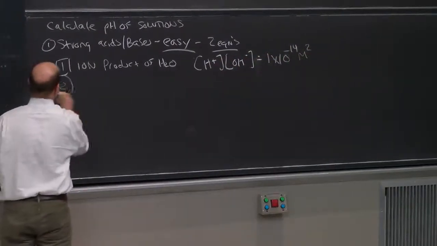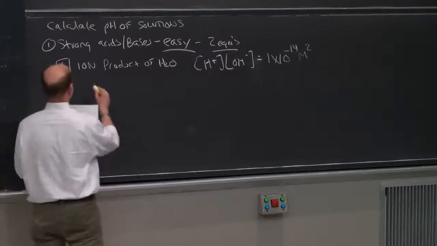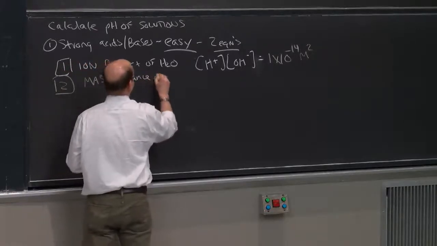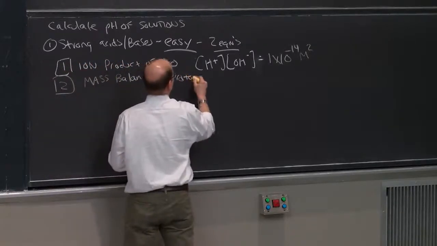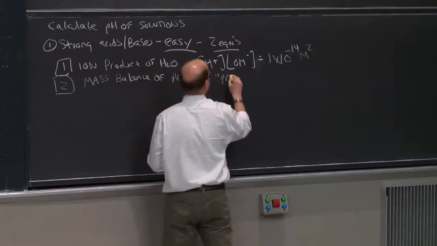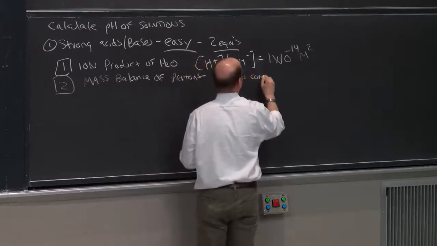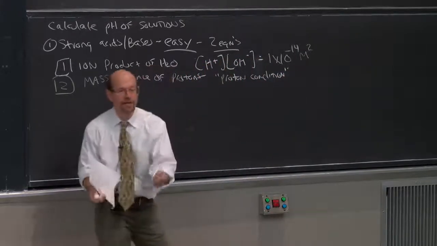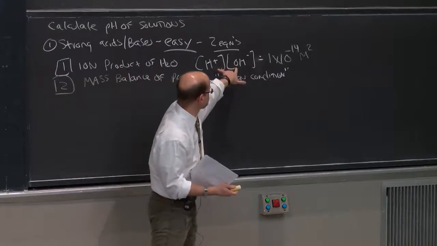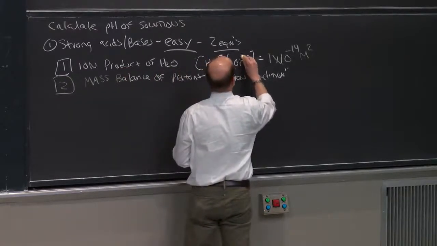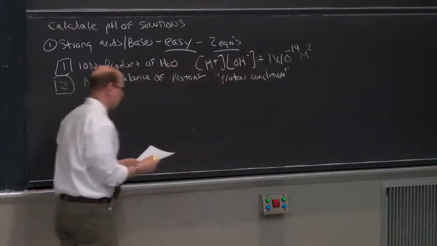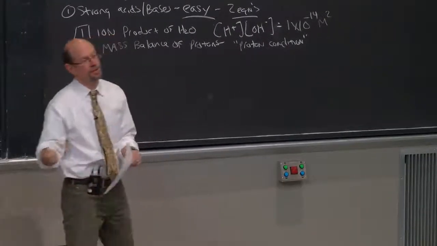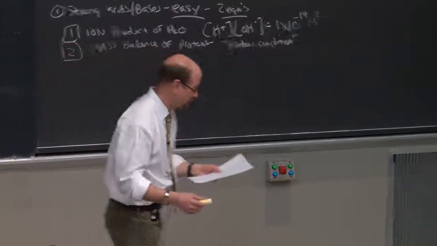The second equation that we will need is a mass balance of protons. Sometimes called the proton condition. Remember that as long as I'm doing a reaction in H2O, this equation, the ion product of water, must be satisfied. And again, the reason we can get away with only two equations, as you'll see in a moment, is we're going to assume that there's complete dissociation.